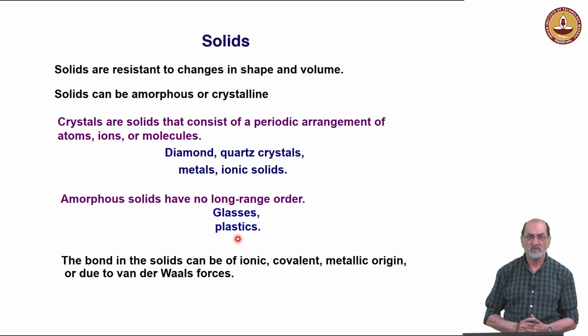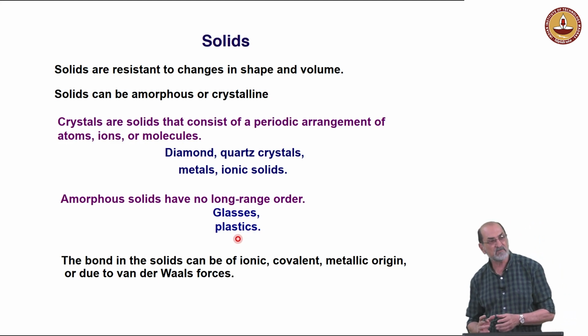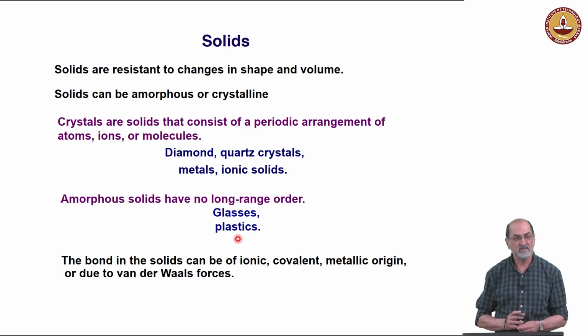So, solids, you know what a solid is. Solids are resistant to changes in shape and volume, and solids can, in general, be classified as amorphous or crystalline. Crystals are solids that consist of a periodic arrangement of atoms, ions, or molecules, what we call translational symmetry. Typical crystals are diamond, quartz crystals, metals, ionic solids.